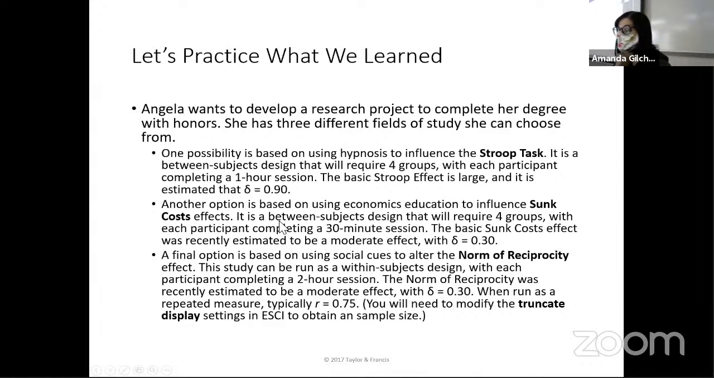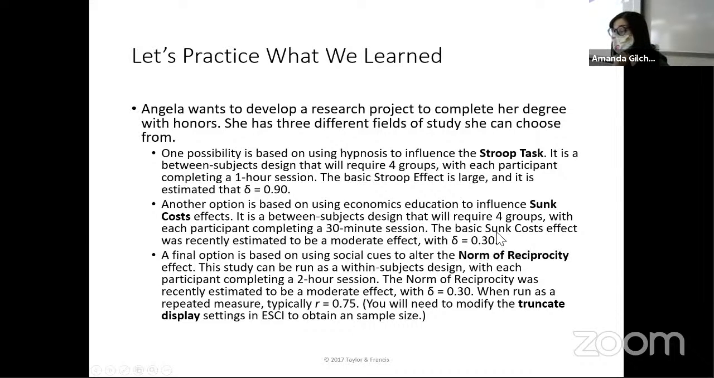Another option is based on using economics education to influence sunk cost effects. For those who may not know, the sunk cost effect is basically when you continue putting time, energy, resources, things like money, into something that is not really working very well anyway. So you continue to put money into a car that keeps requiring repairs, which is actually what I was doing with my cruiser before I got a new car. It is a between subjects design that will require 4 groups with each participant completing a 30-minute session.